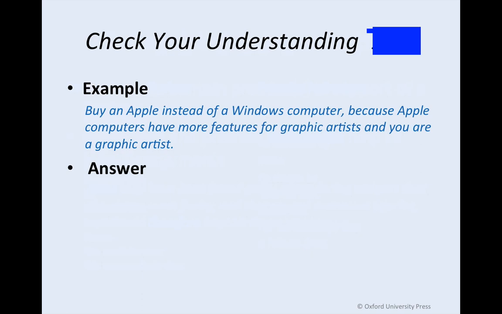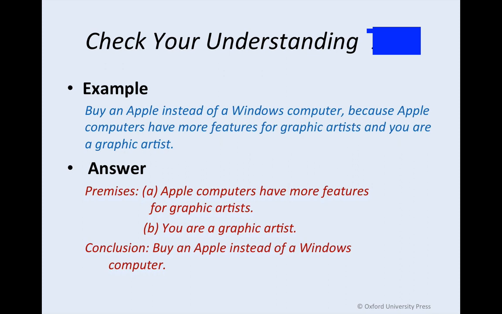Let's take a look at an example. Buy an Apple instead of a Windows computer because Apple computers have more features for graphic artists and you are a graphic artist. We've got the word because in this passage, and the word because acts as a premise indicator word.